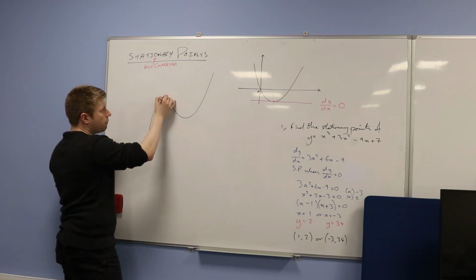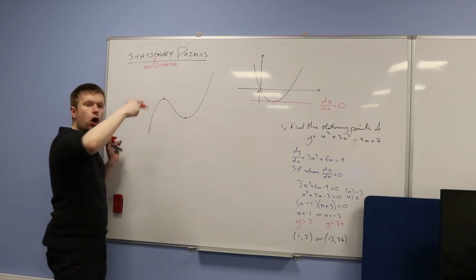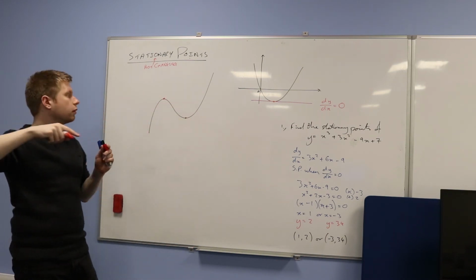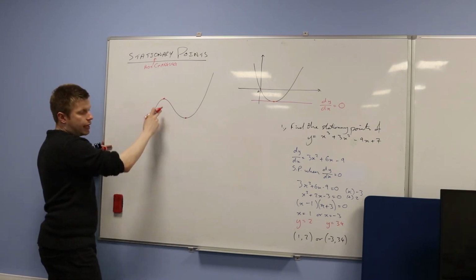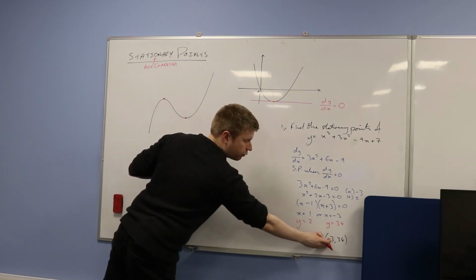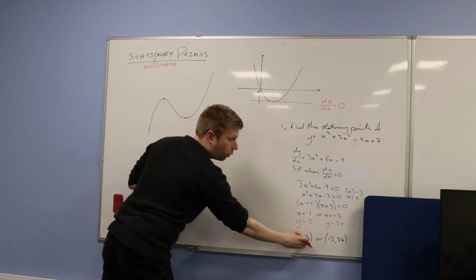We've got 1 here, and we've got 1 here. It's literally the turning point of the curve. Literally the turning point. So this point here is going to be negative 3, 34. This point here is going to be 1, 2.